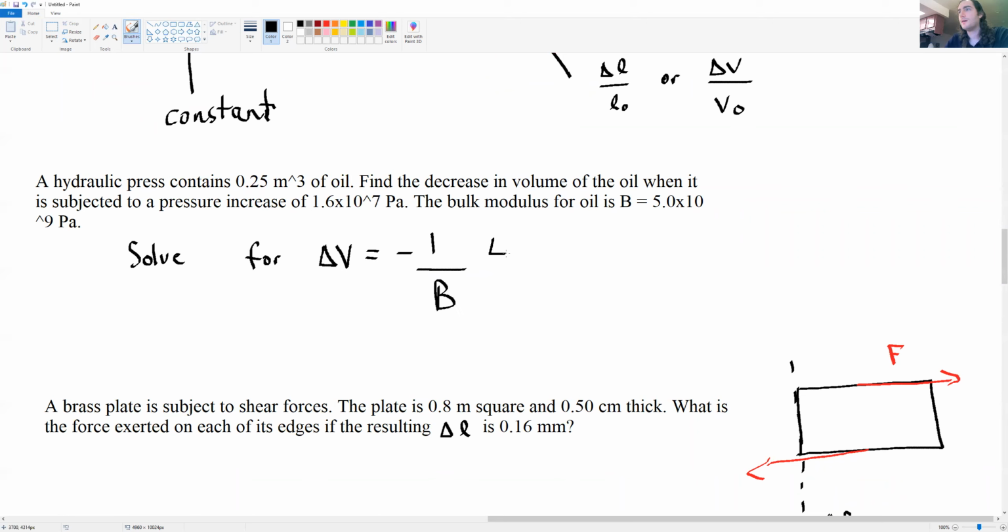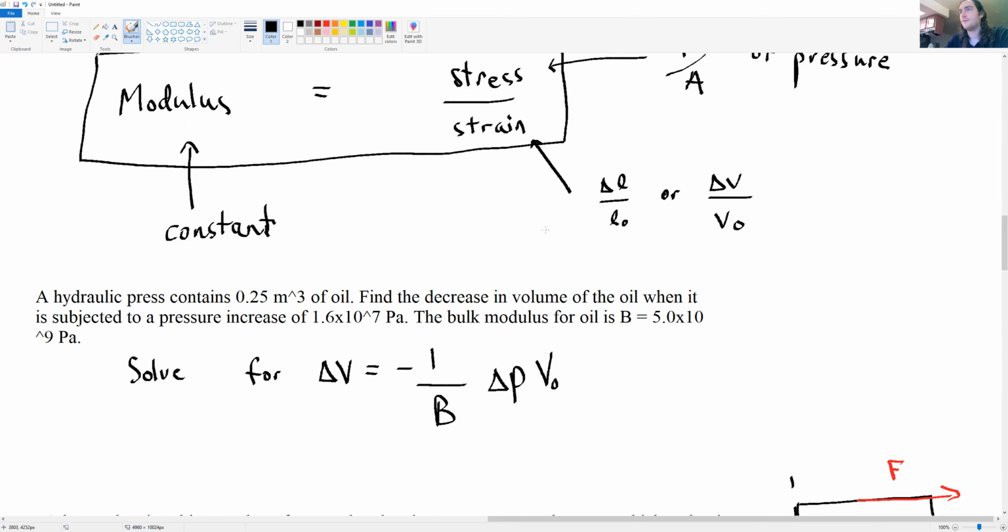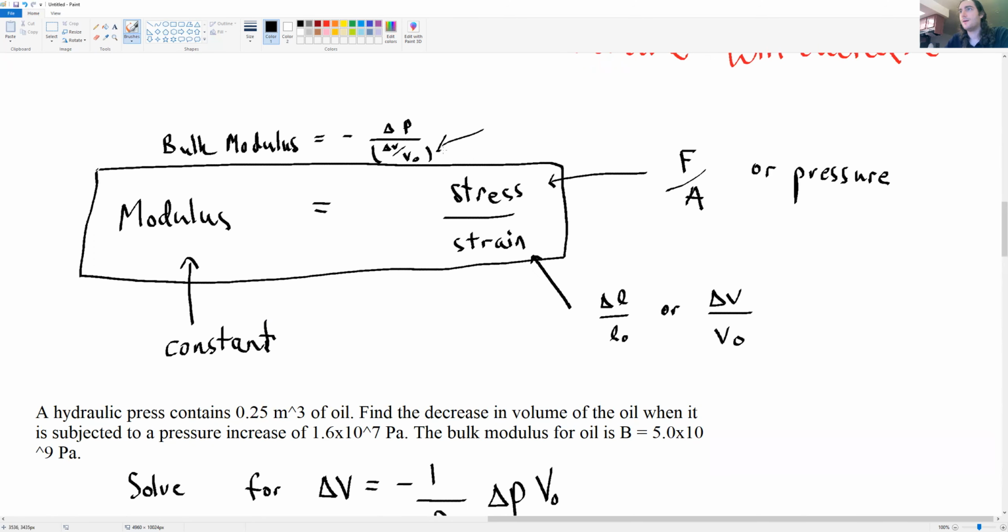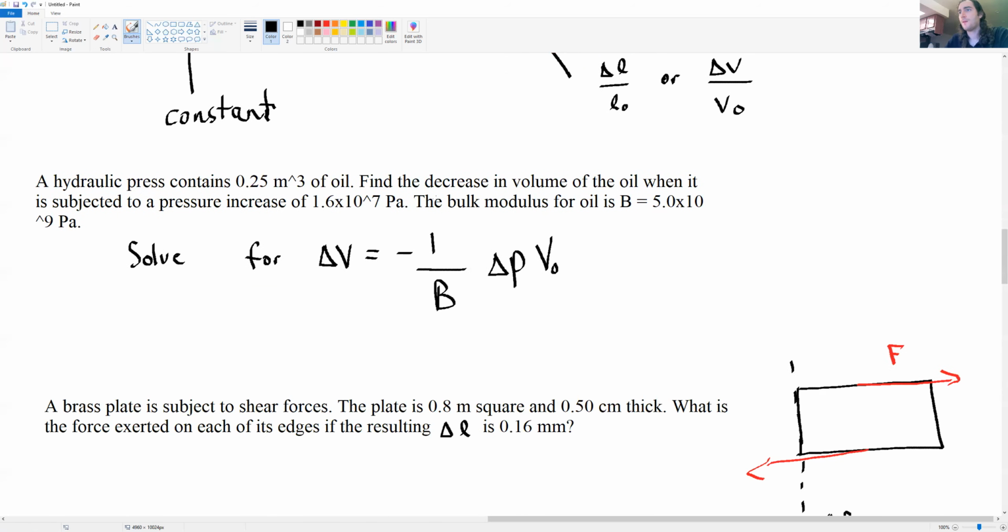And what we're left with is delta P times V0, because V0 is dividing in the denominator here, so the V0 will flip up and multiply. So multiply delta V over, divide B over. So this is the equation that we want for this problem. So we just plug in numbers.